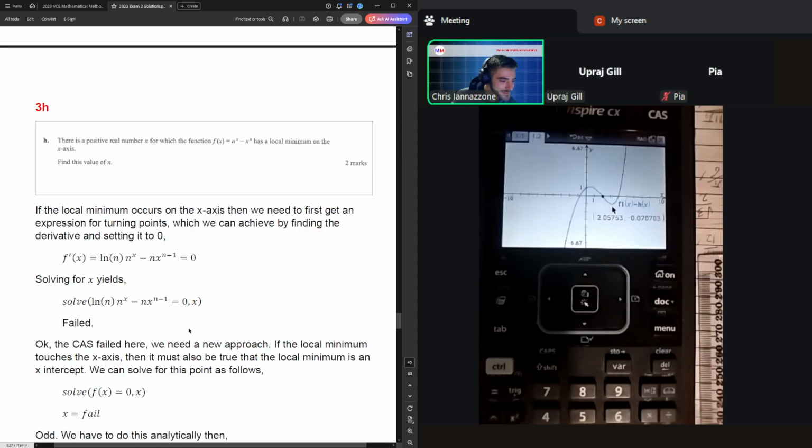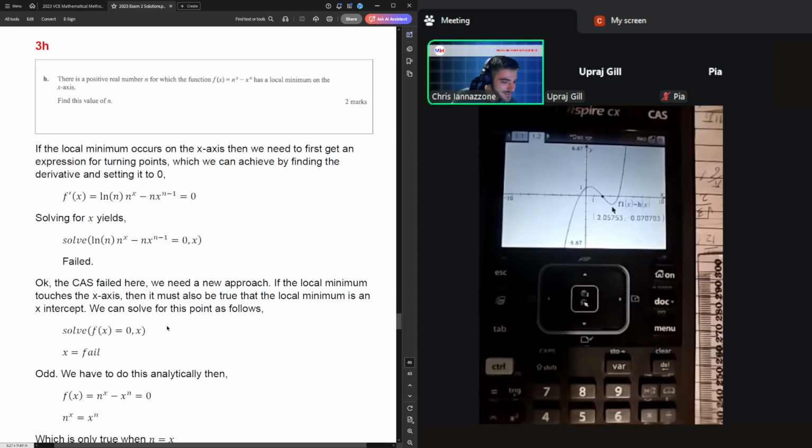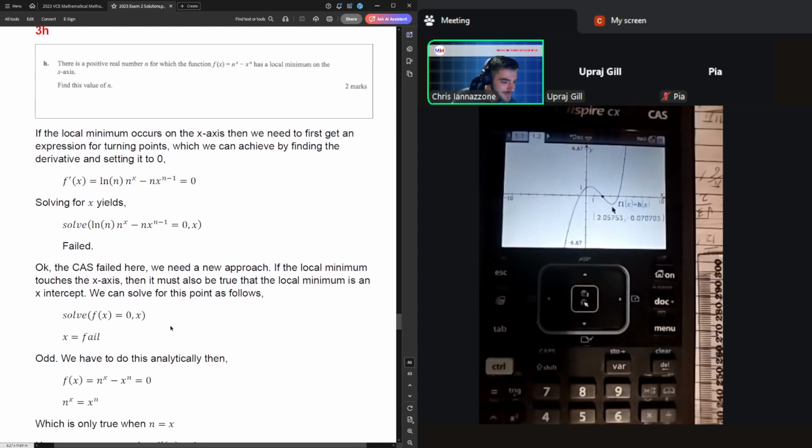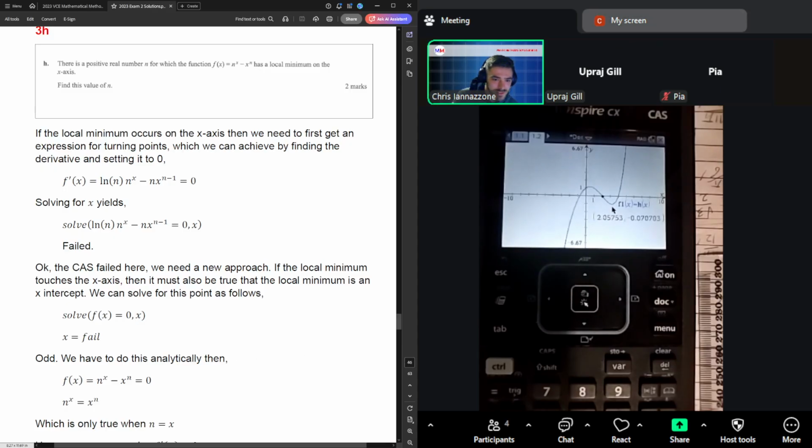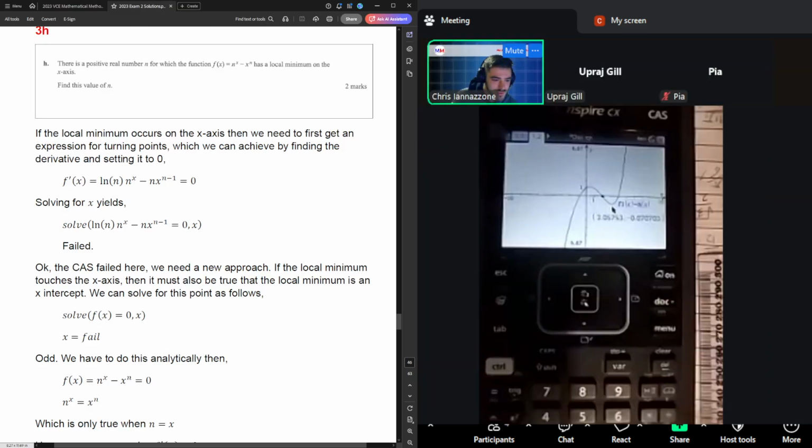If you try to solve a function equals 0, it's just not going to let you do it. And so basically you just sort of have to do it by hand. All right, so if you have a look again at the PDF for the answers, you can sort of just do it by observation.